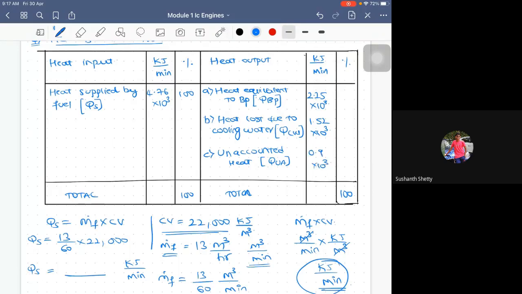Now, add all these values in the consumption. Only heat supplied with the fuel is the source, so it is just 4.76 into 10 to the power of 3. Now you add all this: 2.25 plus 1.52 plus 0.9. What is the value? Again, it has to be the same value. Is it correct? So that the source would be equal to the consumption. It has to be balanced.